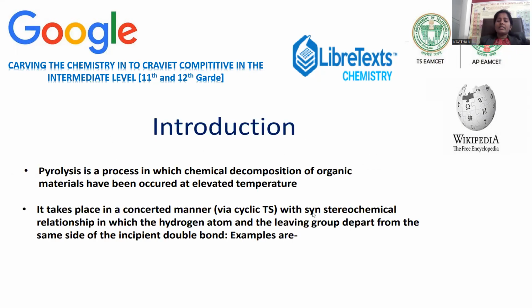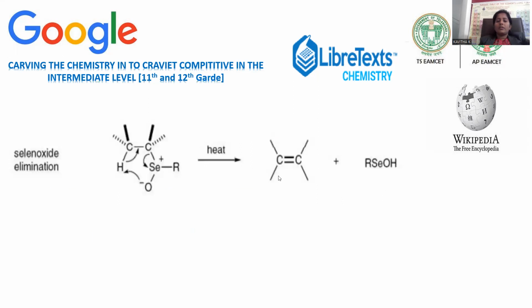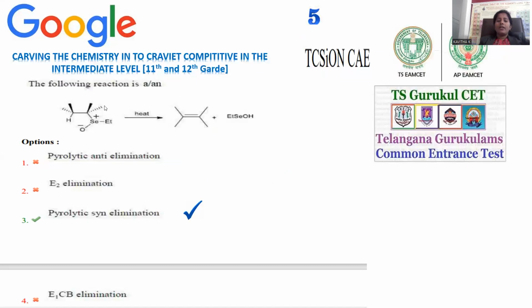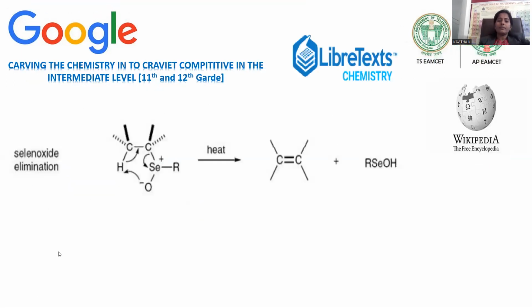And being a syn, it is a stereochemical relationship between the hydrogen and leaving group departing from the same side. Incipient double bond, in order to receive this double bond, both are coming from the same side. This is the way we can answer. The given decomposition is the part of pyrolytic syn elimination. For question number 5, answer number 3 will be the correct answer.